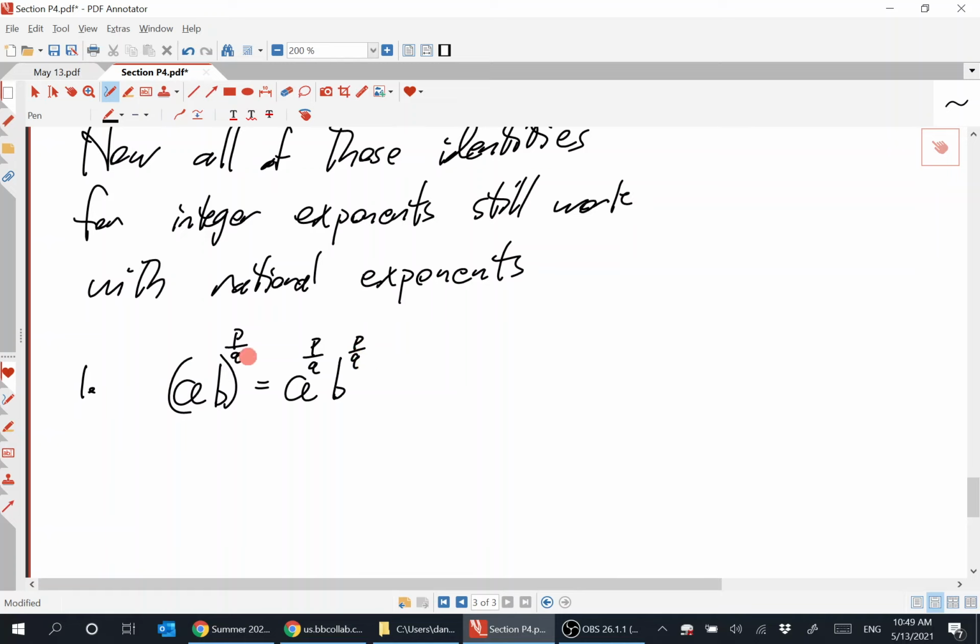So we looked at this before where we just had an integer exponent. ab to the n is a to the n, b to the n. So it still works when you have a rational exponent. Number 2, we talked about exponentiation distributing over multiplication and over division, and it still works here. Exponentiation with rational exponents still distributes over multiplication and division.